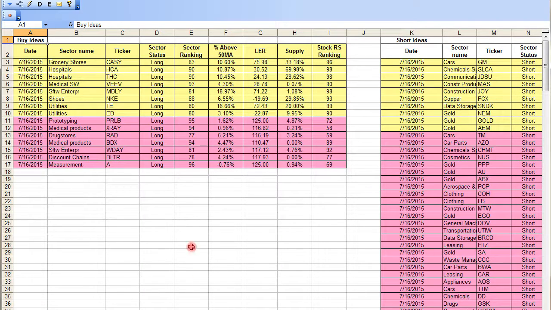So you can see here that I have buy IDs and short IDs. I have two colors, which means two types of IDs. These yellow colors are long IDs, you see long, from sectors that have very good long rankings and very good price relative strength ranking. So these stocks are stocks from the best sectors and they are the best stocks in terms of relative strength.